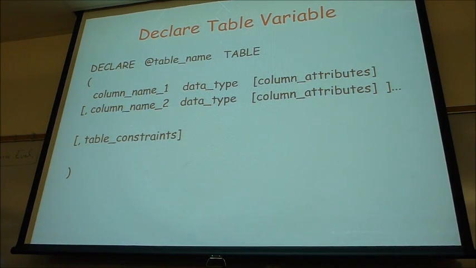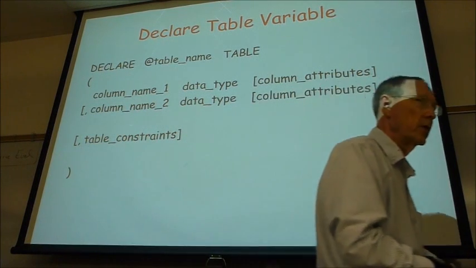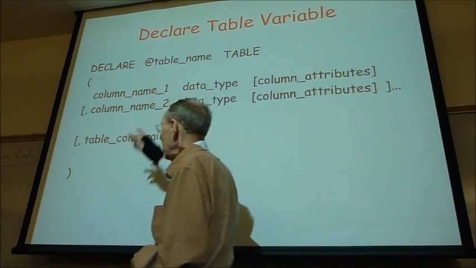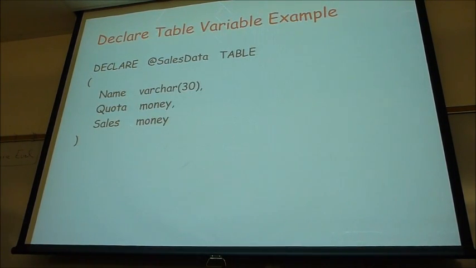So generally we use it in the context just like I had done a little bit earlier. It's just a way of creating my little input table that could be enumerated so that I could do row by row processing. It uses the same syntax as creating a table. An example would be I'm going to create a table variable called sales data.